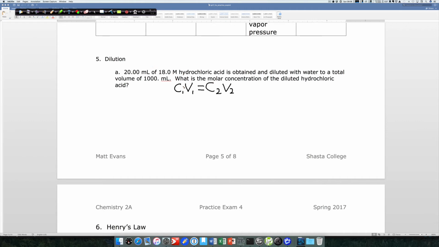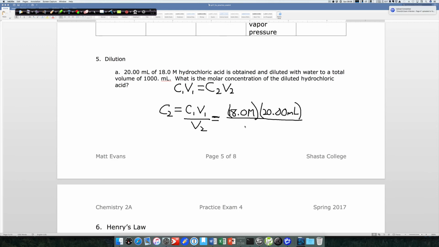So 20 milliliters of 18 molar hydrochloric acid is obtained and diluted with water to a total volume. What's the final molar concentration, essentially? So what we're looking for is C2 in this case. I'm going to rearrange the equation to isolate C2, which is what we want: C2 equals C1 V1 over V2. Then we plug in the initial concentration, 18 molar, times V1, which is 20 milliliters. So we took 20 milliliters of 18 molar, which is super concentrated, and diluted it down to 1,000 milliliters.